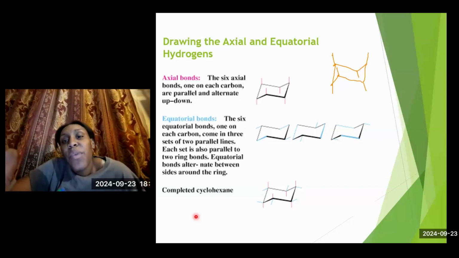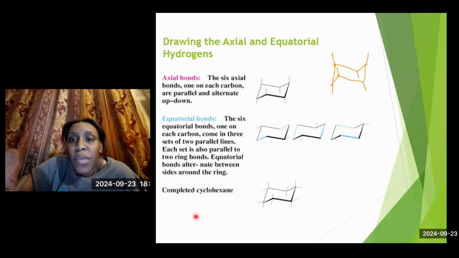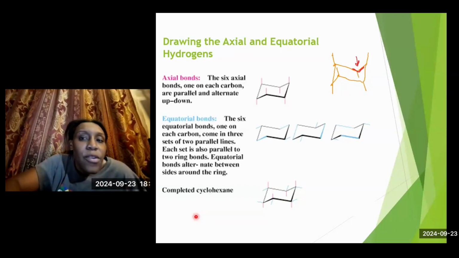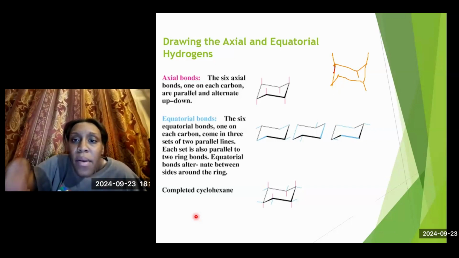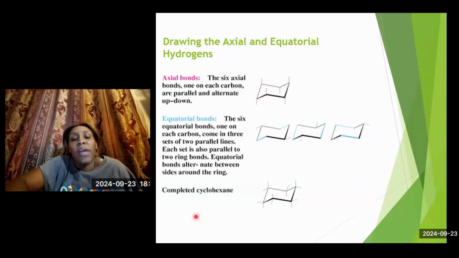So if the angle is pointing down, okay, it's pointing down. You see the arrow pointing down. So the axial is going to go down. If your angle is pointing up, all right, an arrow pointing up, your axial line is going to go up. And so you do that all the way around.